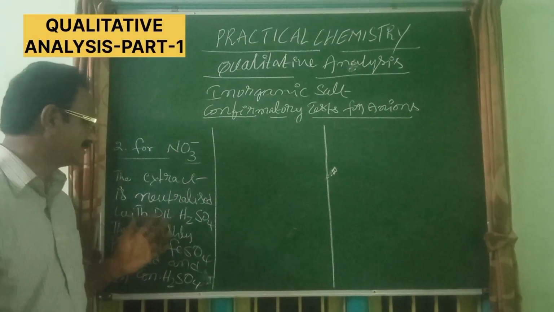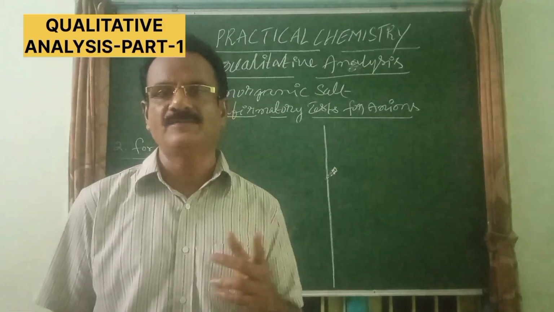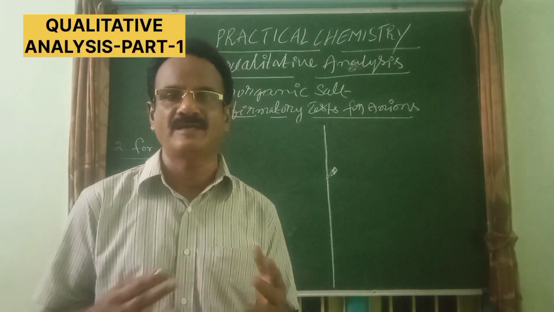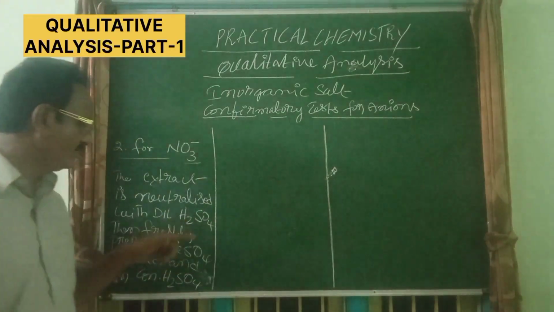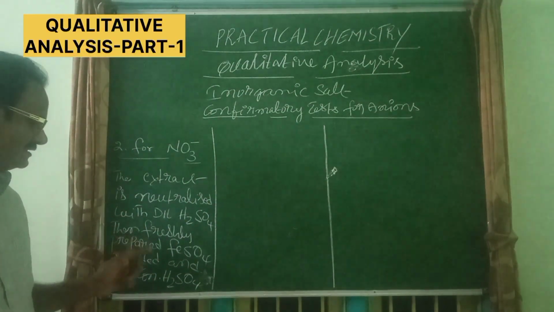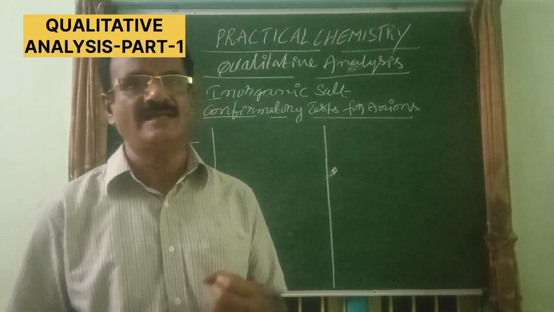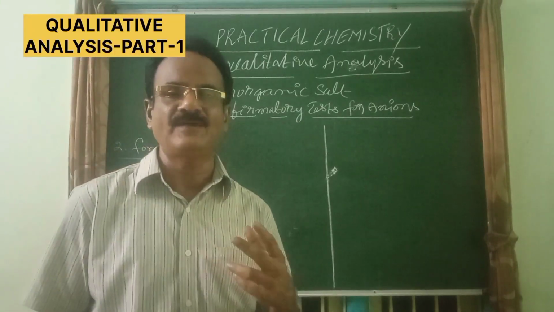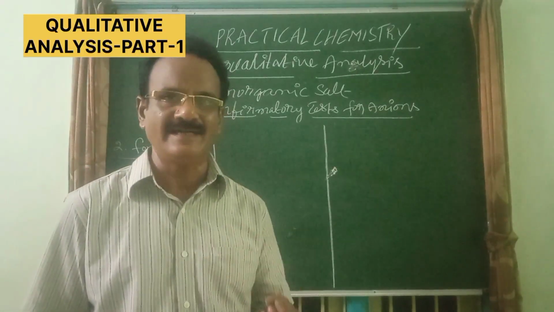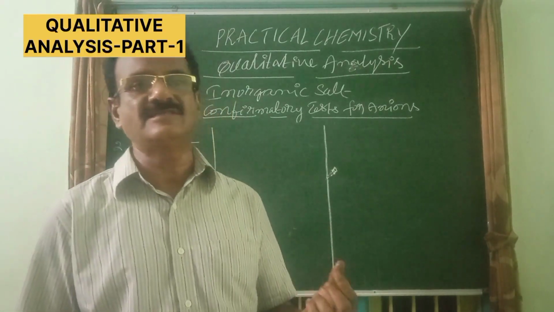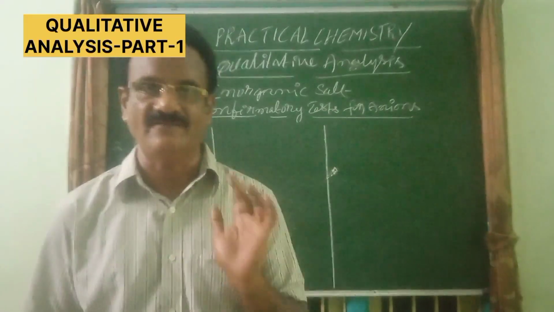So here the extract is neutralized with dilute H2SO4. I explained that in the case of confirmation of Cl minus and Br minus, what is meant by neutralization and how you can identify that the neutralization is completed. Is it clear? So after neutralizing the extract, then freshly prepared ferrous sulfate. Freshly prepared means the ferrous sulfate Fe2 plus ion is most unstable. If it is kept for a long time, it converts into ferric sulfate. So to avoid that, the ferrous sulfate solution is to be prepared at the time of testing. Is it clear?